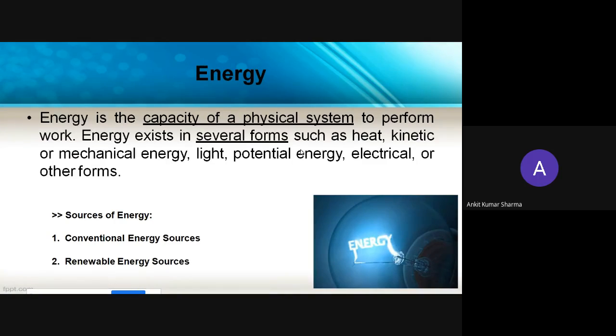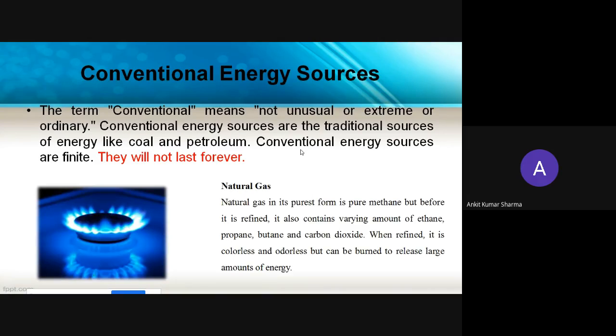Sources of energy. There are two sources of energy: conventional energy sources and renewable energy sources. First we will discuss the conventional energy sources. The term conventional, what is the meaning of conventional? Conventional means not usual, extreme, or ordinary.